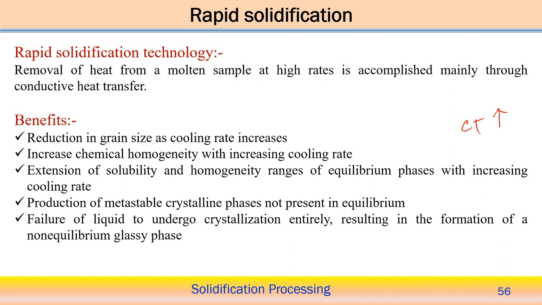This is another benefit we can achieve, but it is associated with the production of some metastable crystalline phases, which may not be present in the equilibrium solidification process. So that means a metastable structure can form, and phases that are absent in the equilibrium condition can appear. So we can get metastable crystalline phases through the rapid solidification process. But in this case, there is failure of the liquid to undergo crystallization entirely.